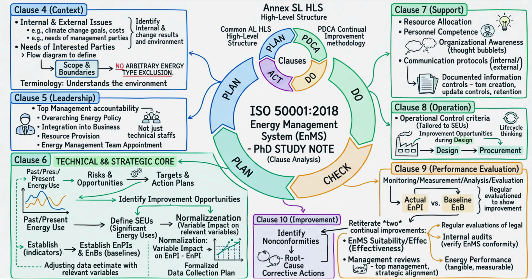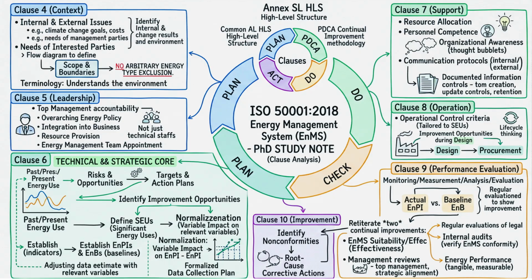We start at the top left box, clause 4, context of the organization. This clause requires the organization to understand its internal and external issues that affect the energy management system. Examples include climate change goals, rising energy costs, regulatory pressures, and the needs of interested parties such as customers, regulators, and top management. This infographic shows a flow diagram to systematically define these needs.